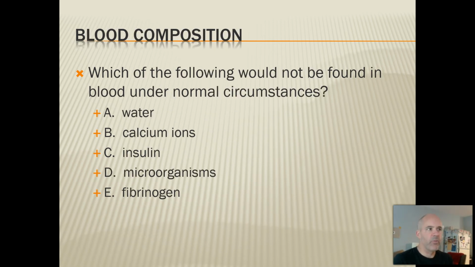All right, blood composition. Which of the following would not be found? There's that word not again. Would not be found in blood under normal circumstances. Key word there, normal. We have to read carefully. Water. Of course you have water in your blood.